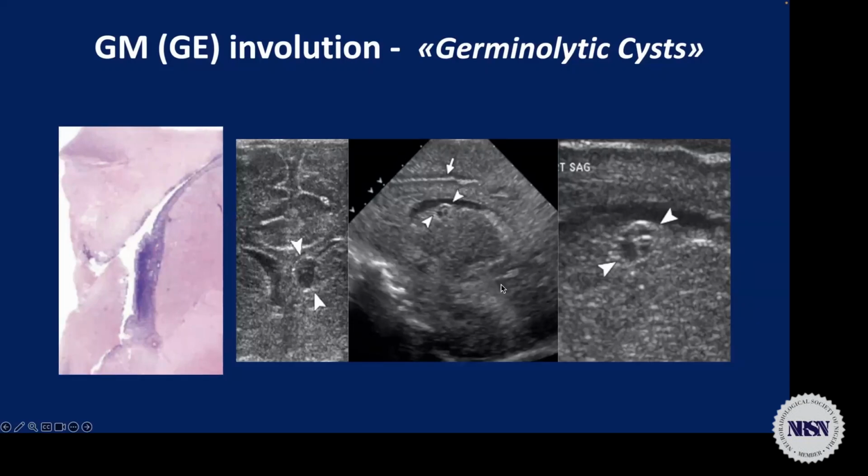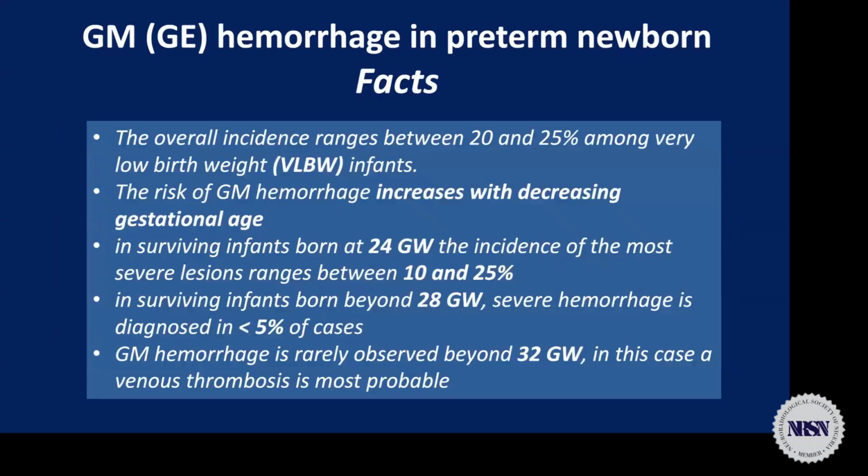And in this period, you can see very frequently some cysts, typically by ultrasound. These are ultrasound sections. Typically, these cysts that are called germinolytic cysts are absolutely benign, paraphysiological cysts with no pathological meaning. But germinal matrix is very fragile. So one of the most frequent brain diseases in the preemie is just germinal matrix hemorrhage.